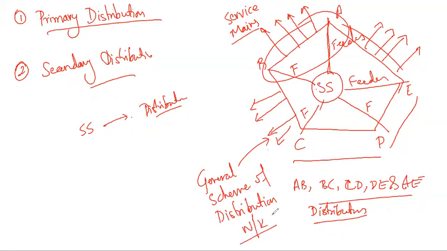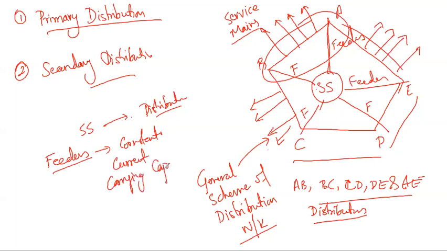The substation acts as a local generating station. Next, you will have the feeders. The main point of having feeders is that they have constant current carrying capability. These are nothing but the feeders which are connected directly from the substation to the distribution network.